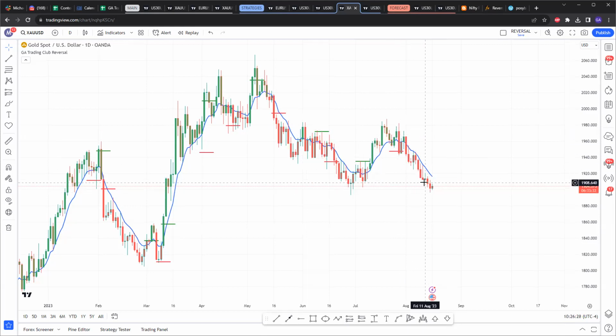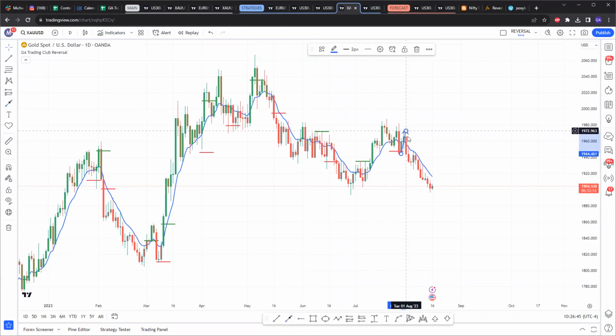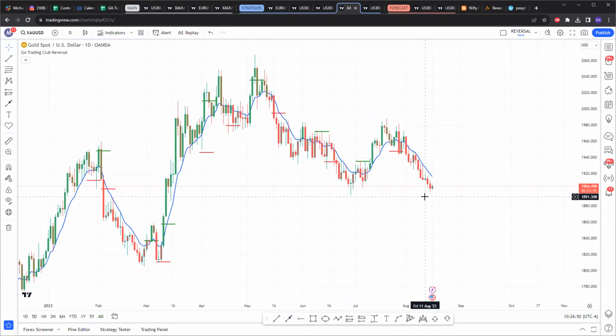Now the key is to know the parameters you need to set. As much as you could have done sells only here, this move to the upside from 1944 to 1970 is a 250 pip range. You can survive that retracement, and then you can bank again. You keep banking on the way down. Same thing here. When gold closed above this buy SAR, you just turn on buys only, and then you bank all the way there.